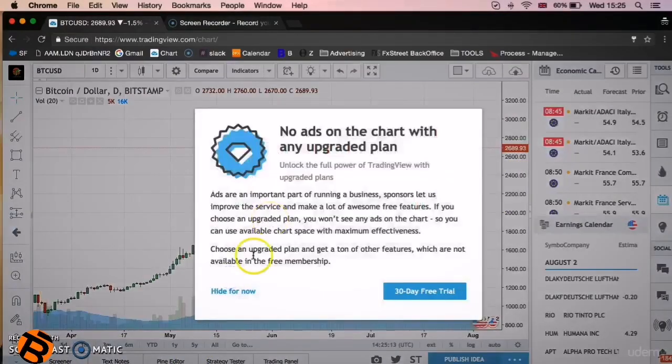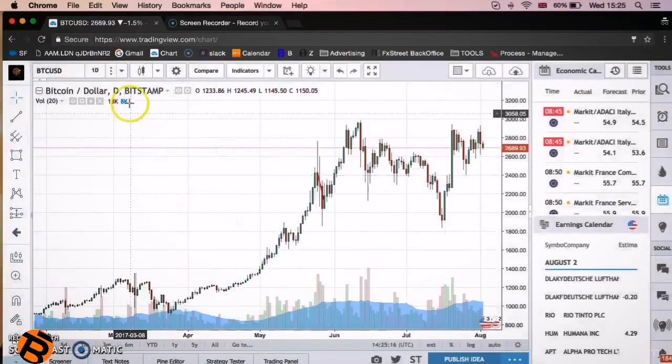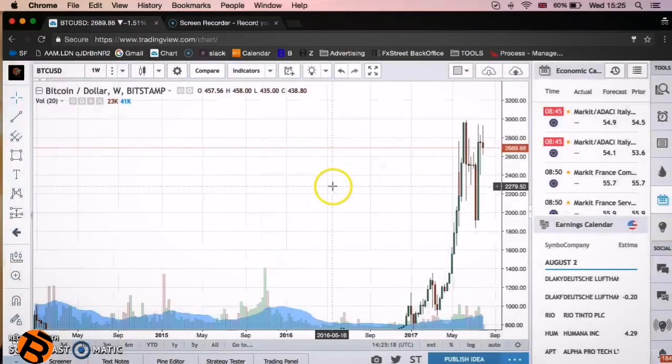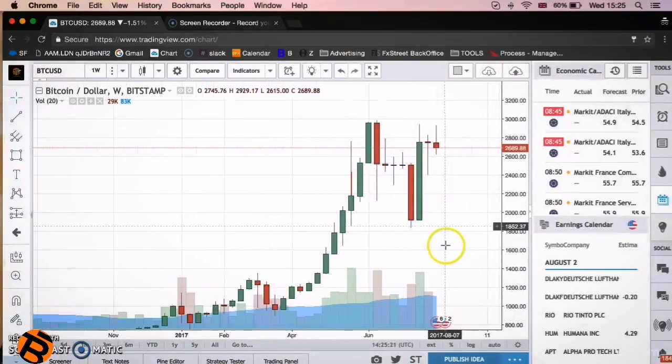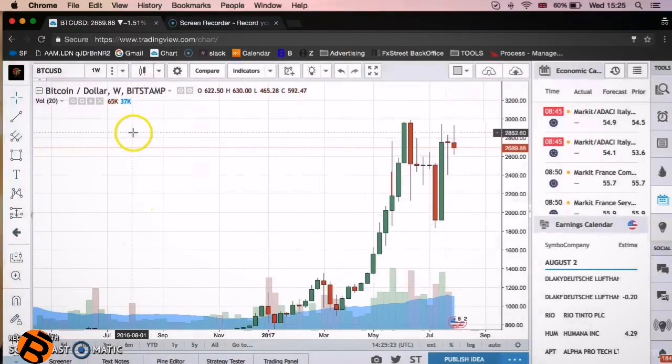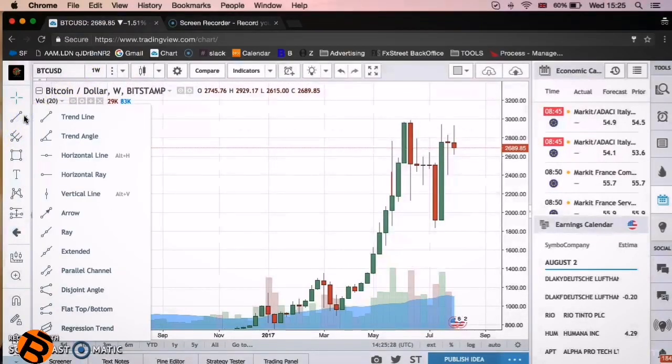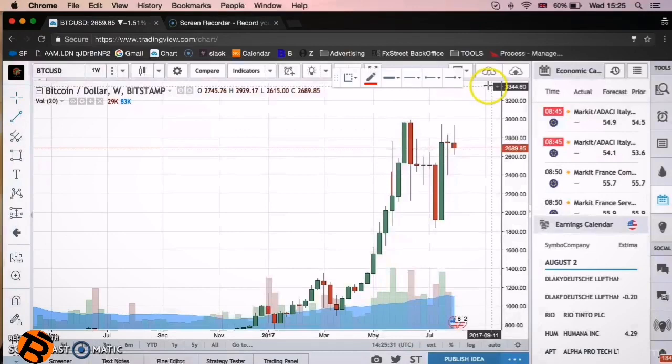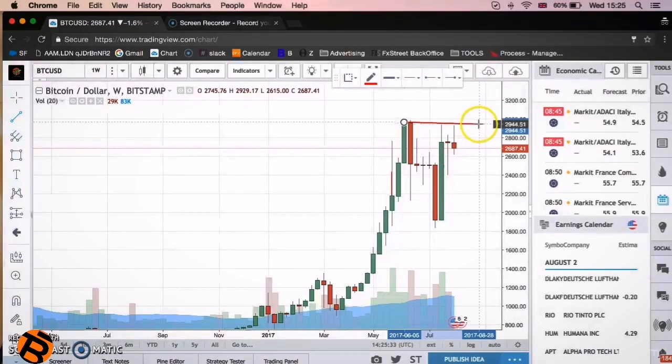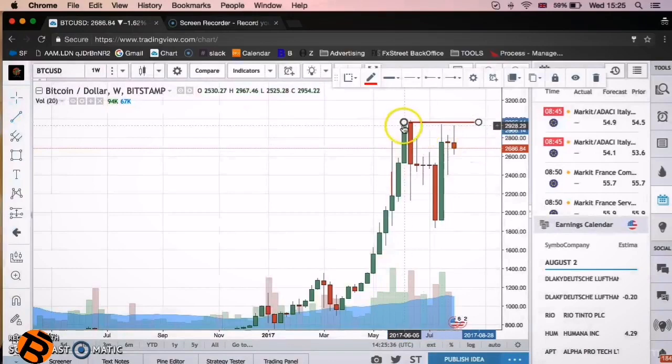What you need to be looking for are major levels on the daily, weekly, monthly charts, from where you can actually start building up your case. So let's say I'm looking at the weekly chart of Bitcoin. What is the most striking resistance area? The most striking resistance area is this level here. This is the highest level on the chart. It's close to the 3000 psychological level, and Bitcoin made this high on the 5th of June.